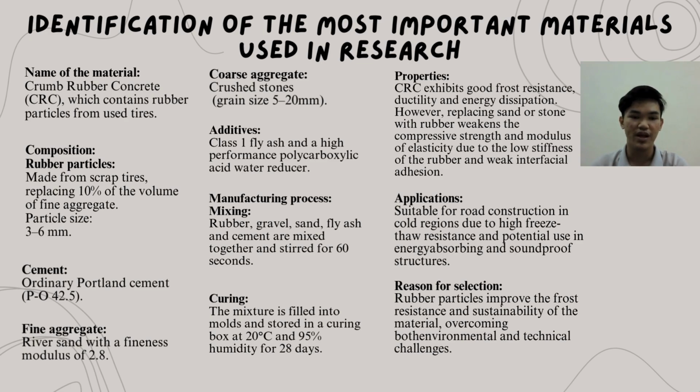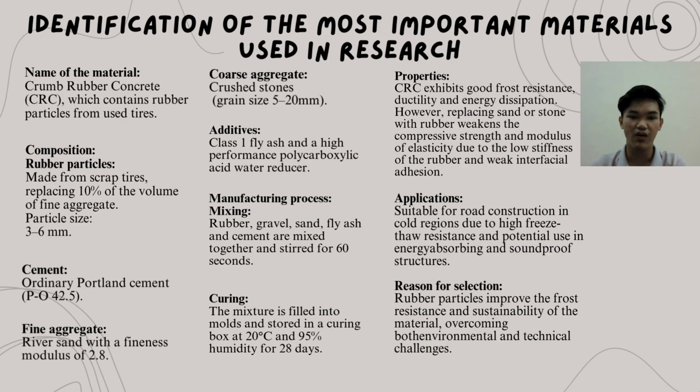Manufacturing process: mixing: rubber, gravel, sand, fly ash, and cement are mixed together and stirred for 60 seconds. Curing: the mixture is filled into molds and stored in a curing box at 20 Celsius and 95% humidity for 28 days. Properties: CRC exhibits good frost resistance, ductility, and energy dissipation.